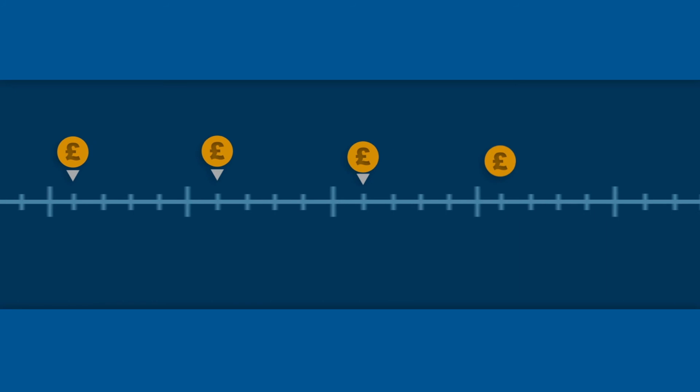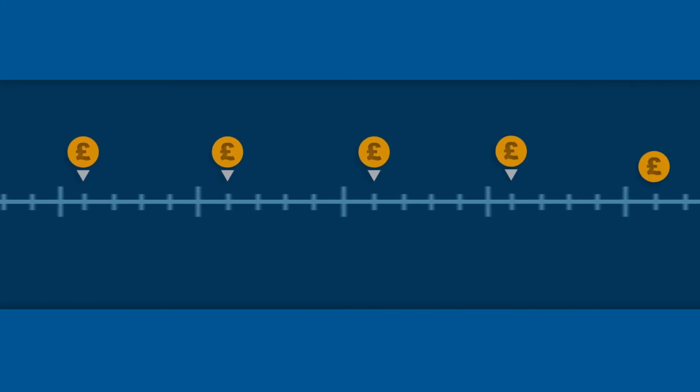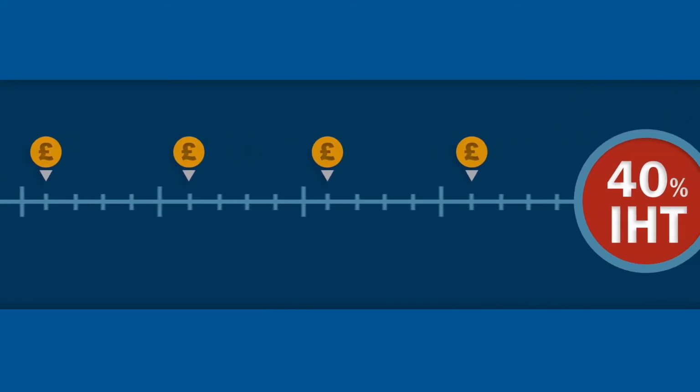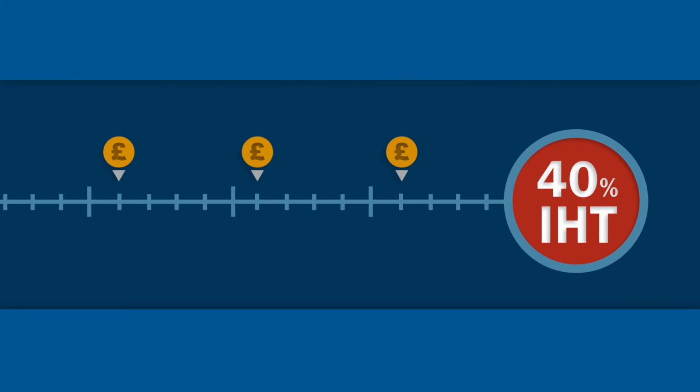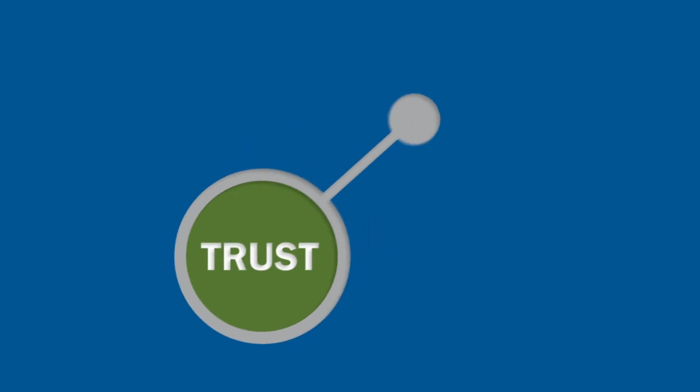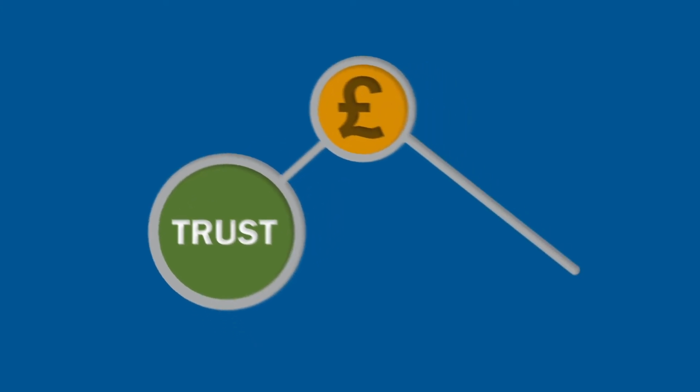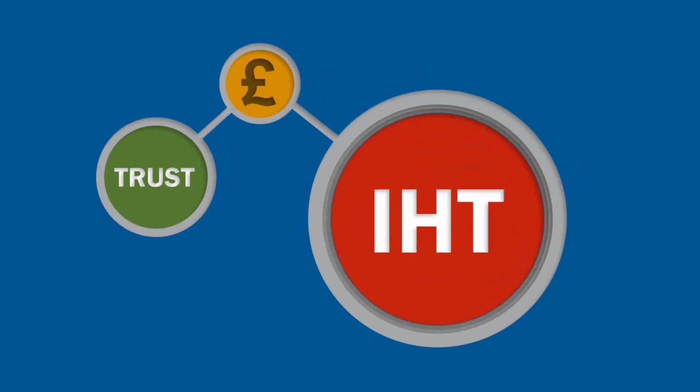Many people use investments to provide an income later in life, but in many instances the capital remaining on death could be subject to 40% inheritance tax. By gifting this capital into a suitable trust designed to provide regular payments back to the investor, the potential inheritance tax payable could be reduced.